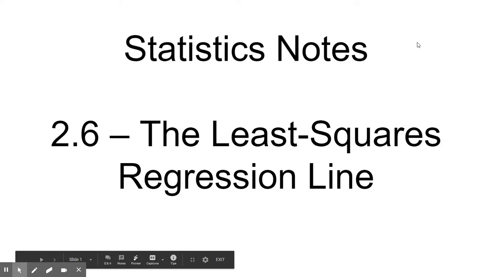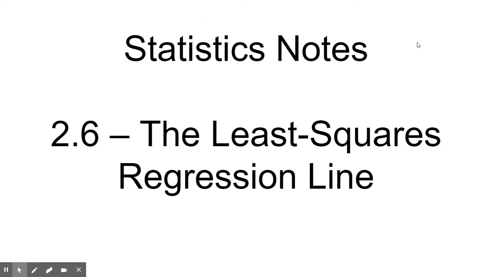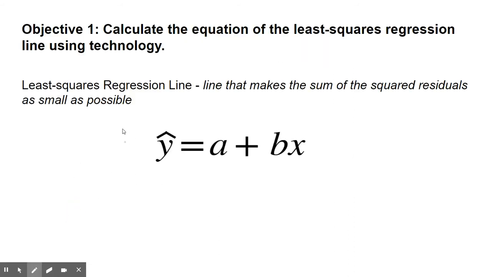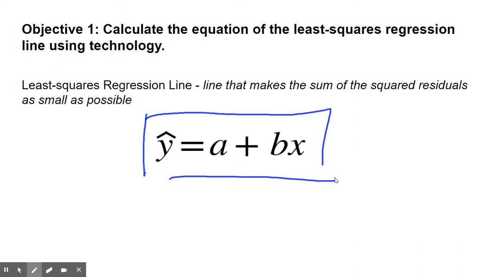All right, so that's 2/6, the least squares regression line. Again, same kind of idea as the last section, except this time we're going to be calculating these regression lines, not being given them. Okay. So again, this is the least squares regression line. It is this y hat equals a plus bx as you know it. Very important formula to try to remember.